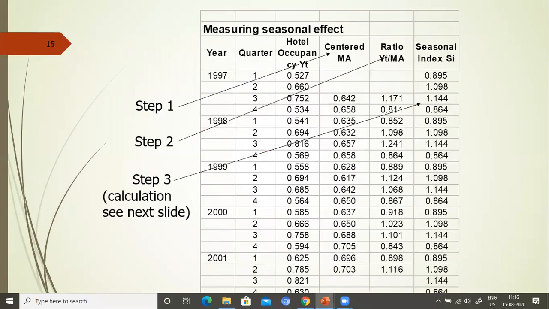And then we have to do it step by step actually. So imagine that you have quarterly data given to you, 97 quarter 1 to quarter 4, 98, 99, 2000, 2001. And this is the hotel occupancy. There's some kind of index number given, okay? So I'm not sure exactly what it stands for, but it could be like an index number.